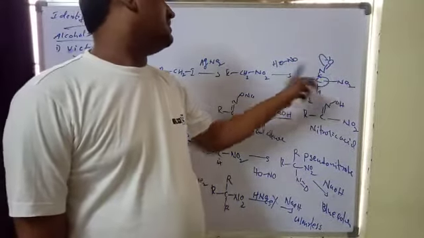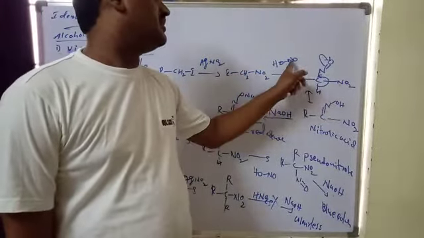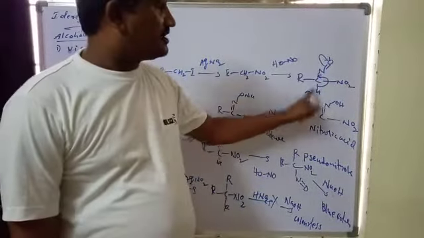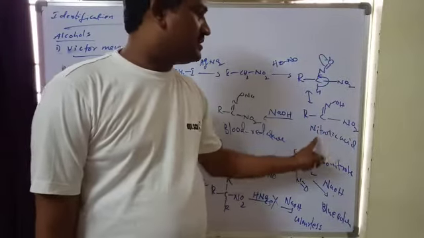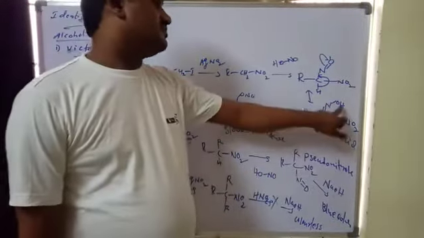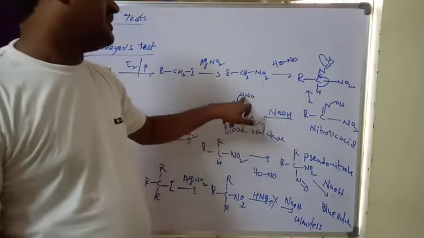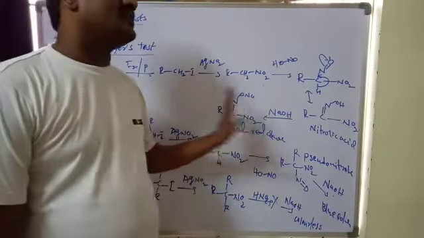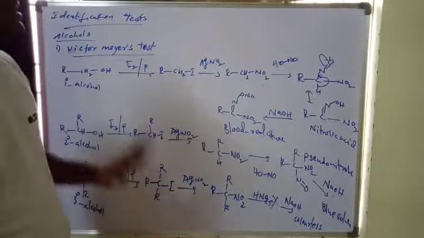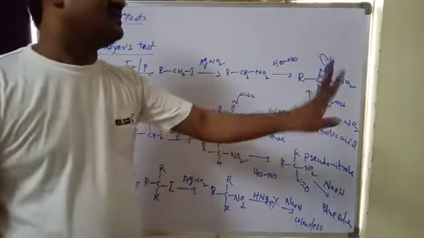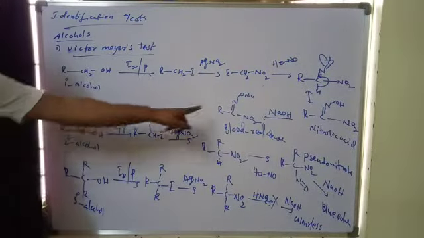Here H and OH will be eliminated and N double bond O will be formed. NO will be activated. Now tautomerization takes place: this H migrates to here. This is a nitrolic acid. Due to the presence of the OH group, it dissolves in alkali base and forms a salt, which is a blood red colorization. So finally, through these different steps in the Victor-Meyer test, primary alcohol gives blood red color.